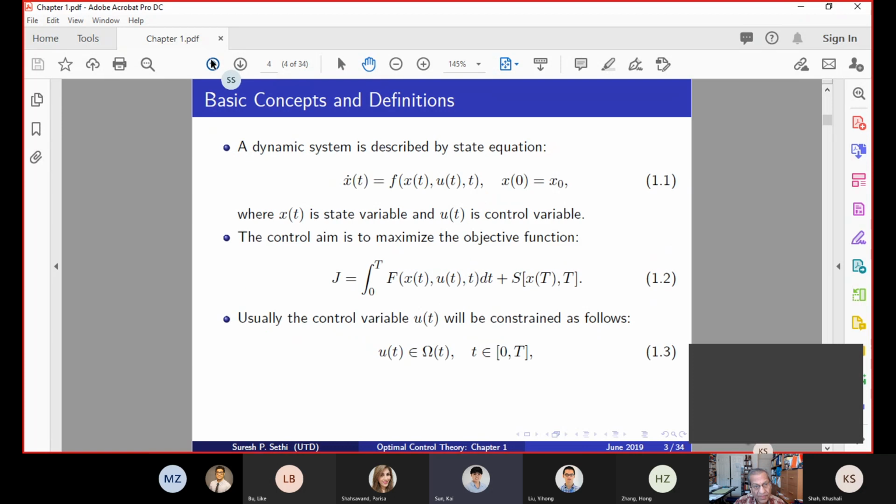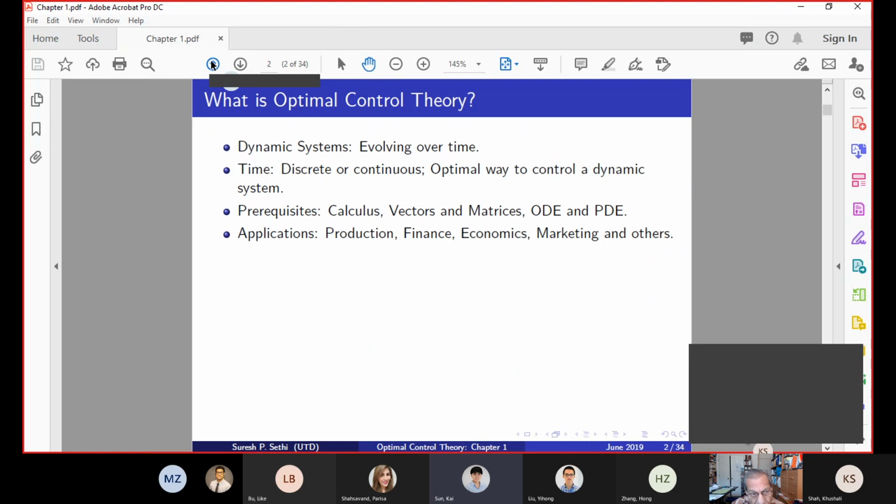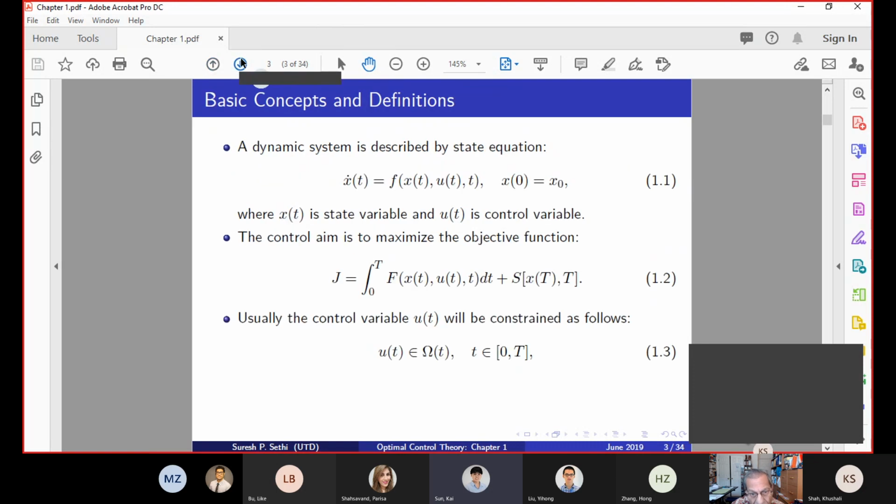Excuse me, Professor B. Yes. Before you proceed, u of t could be a function of t. Can it also be a function of both x of t and t? It can be a function of t, it can be a function of x of t and t. It could also be a function of only x of t. It depends on the problem. But in general, it will be a function of x of t and t. Okay, I see. Because that's given to you at any point. So your control should depend on what you know right now. Okay, I see. Thank you.